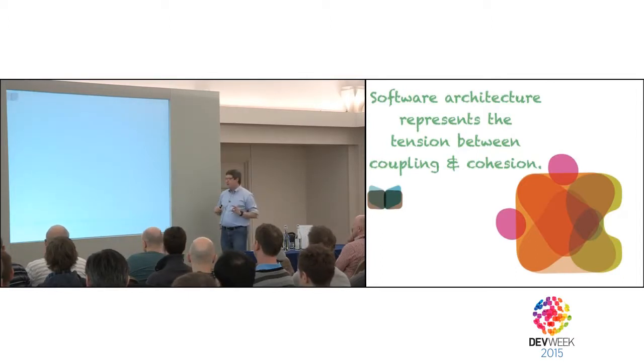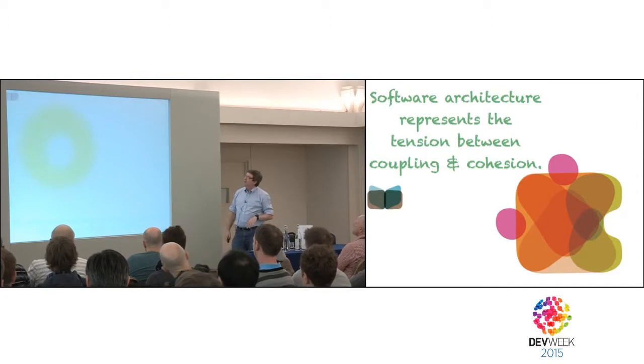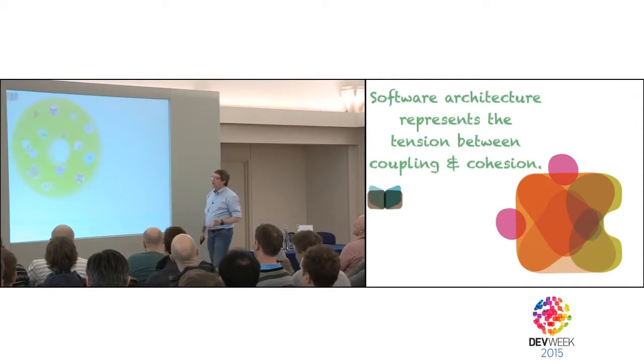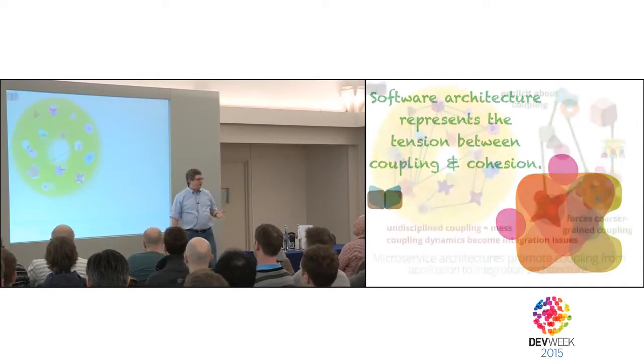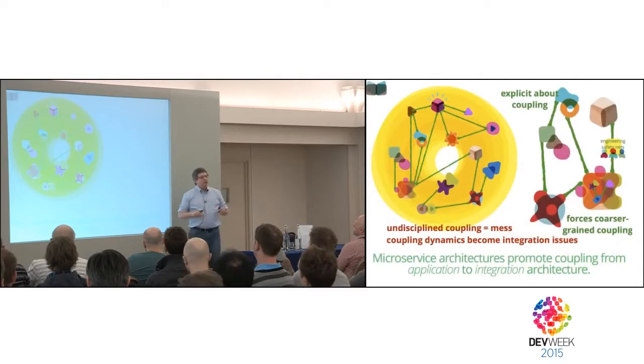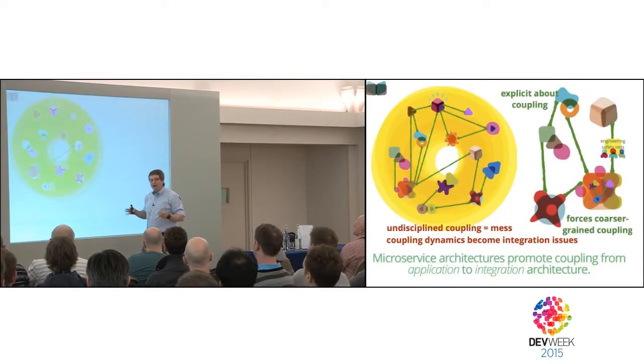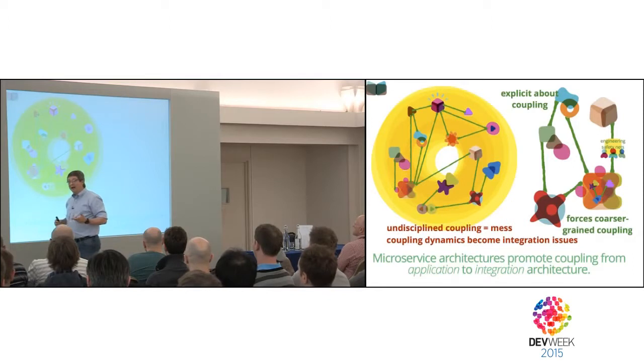Because microservices promote coupling from application to integration architecture. Here's what I mean by that. When you look at a monolithic application that consists of a whole bunch of classes that communicate with one another, you don't really think much about how they communicate with one another or how long it takes for them to communicate with one another for method calls.